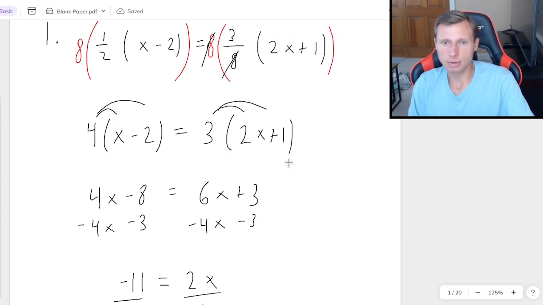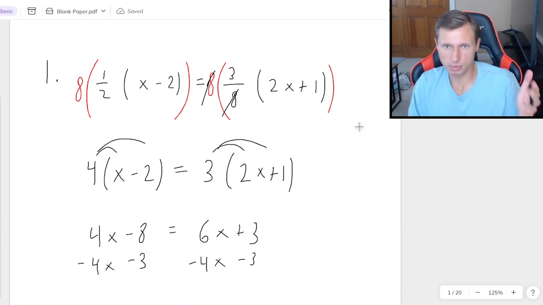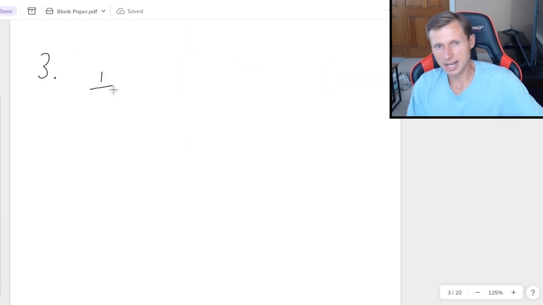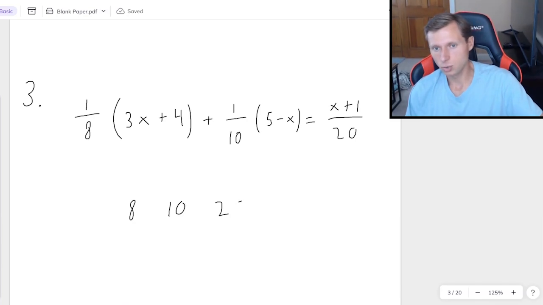Technically, we could have done it for the first problem as well, but that would involve rewriting the problem entirely. So I like multiplying by the least common denominator more for number 1, which is why we did it that way. But for the last one I have for us, I can't cross multiply because I have 3 fractions. So, in other words, I'm going to use the least common denominator. Remember, I need the least common denominator between 8, 10, and 20.